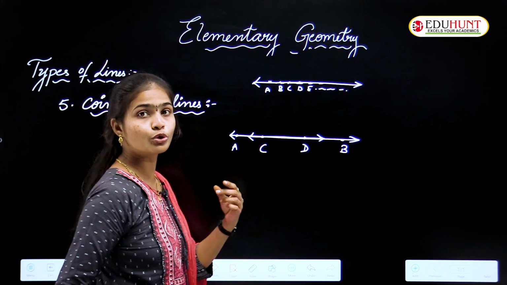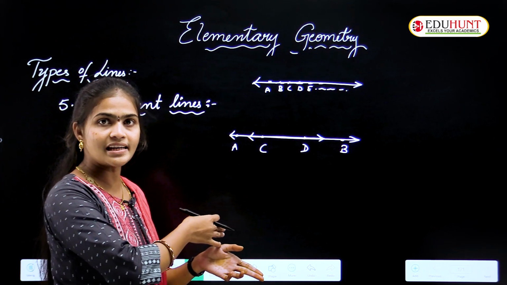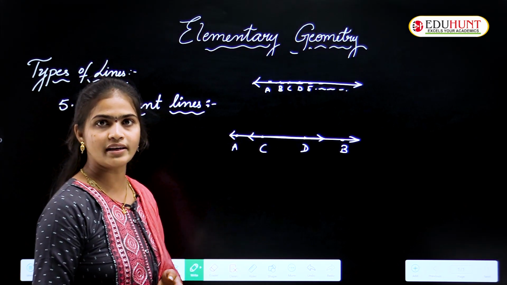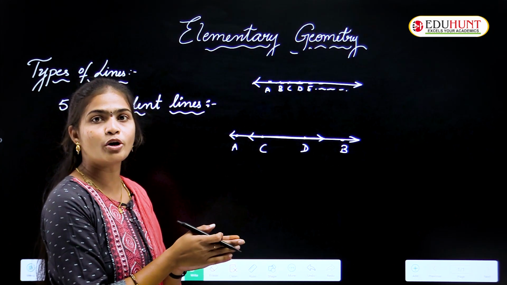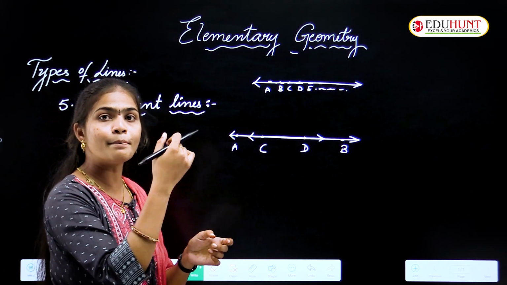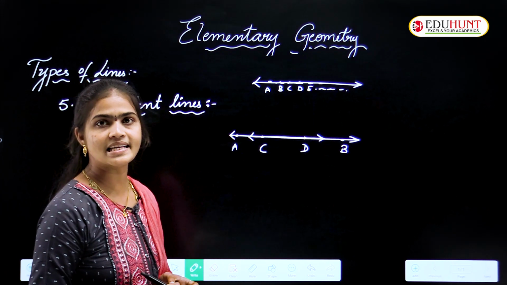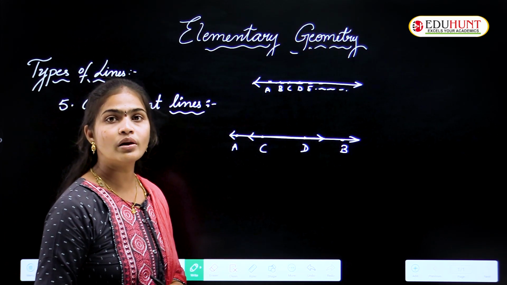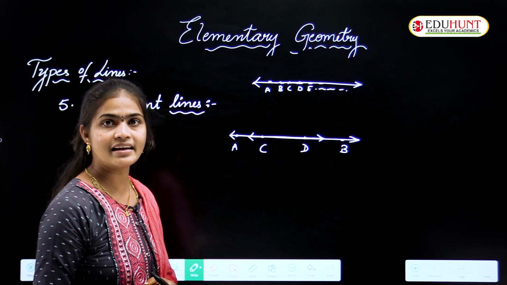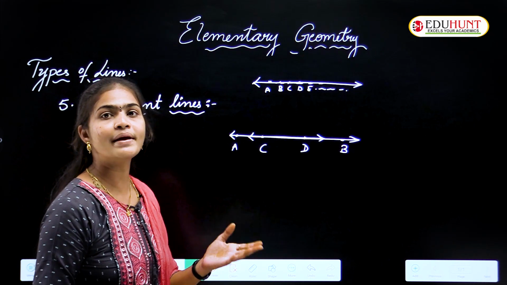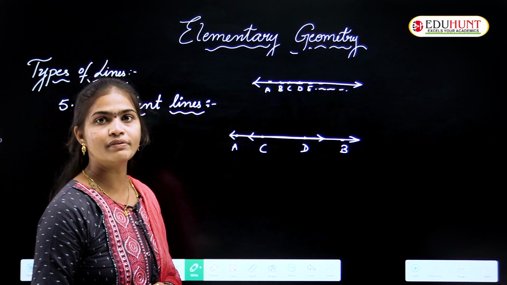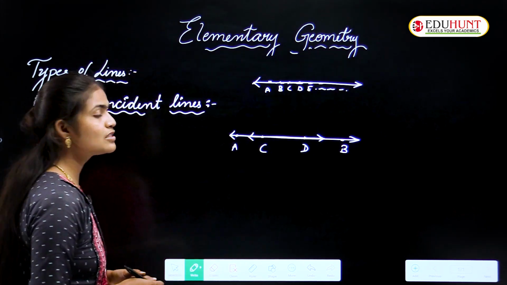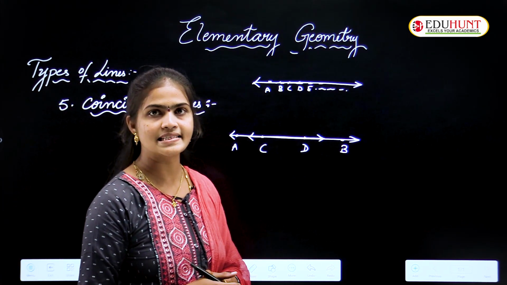So here we have two straight lines. One of the straight lines has infinitely many points, so the other straight line also has infinitely many points. If those two are overlapped on each other, then we can take that there are infinitely many common points here. So coincident lines means two lines overlapped on each other and having infinitely many common points. Then we will call those two lines coincident lines. Okay, so these are all the types of lines.